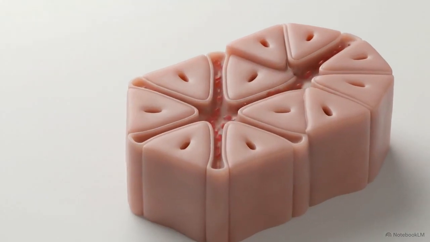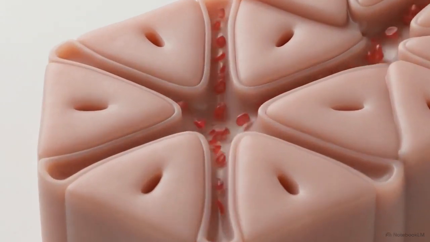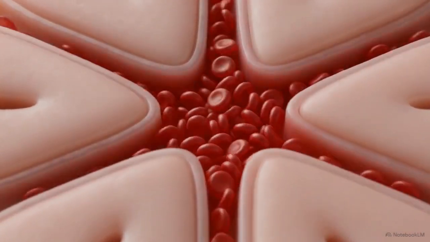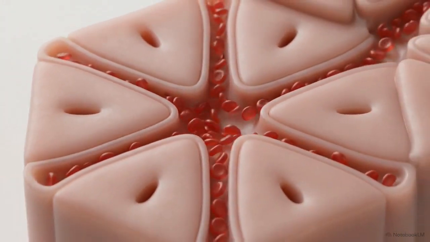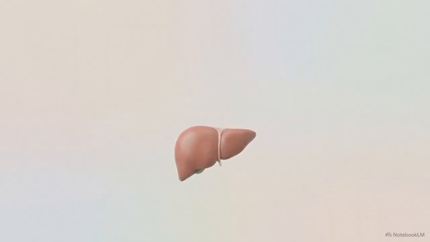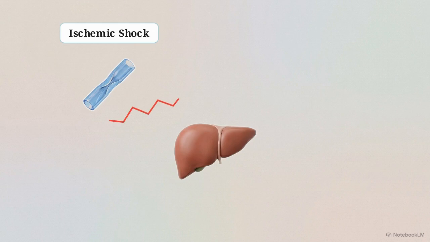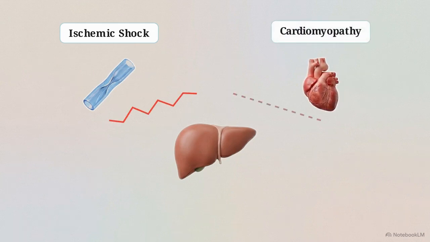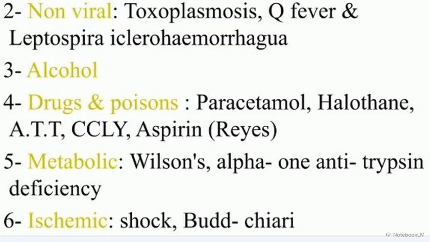At its very core, the condition we refer to as hepatitis is an aggressive, acute inflammation of the liver parenchyma. That inflammation can occasionally be triggered by a sudden drop in blood flow from severe ischemic shock or underlying cardiovascular issues like cardiomyopathy. A clinician also has to consider hepatotoxicity. Metabolic disorders or direct poisons, like a paracetamol overdose, can severely damage liver cells.